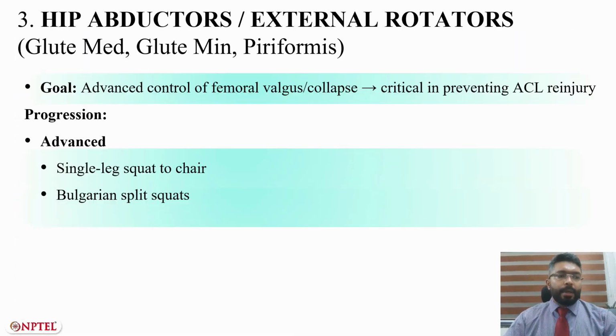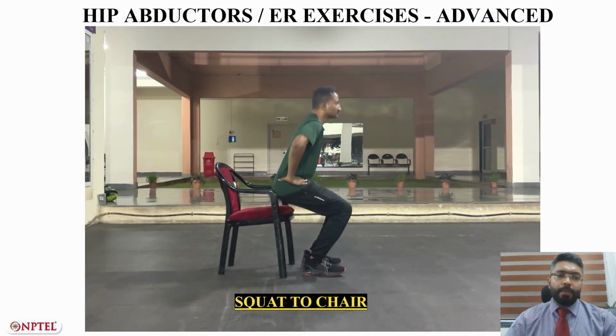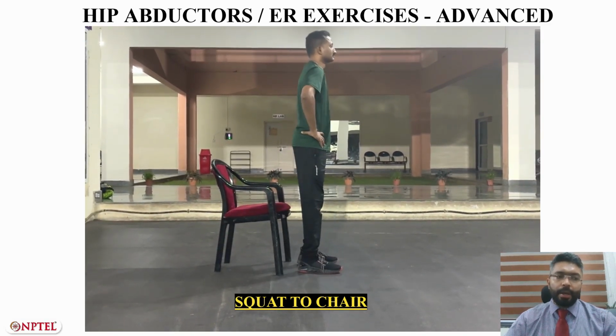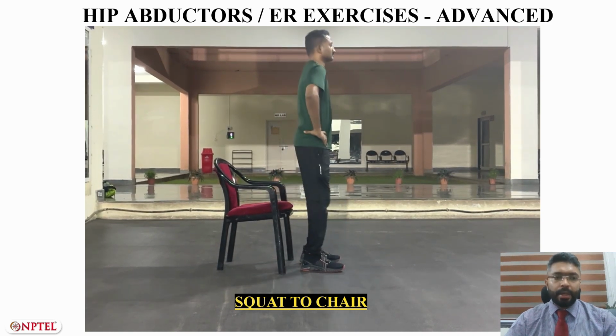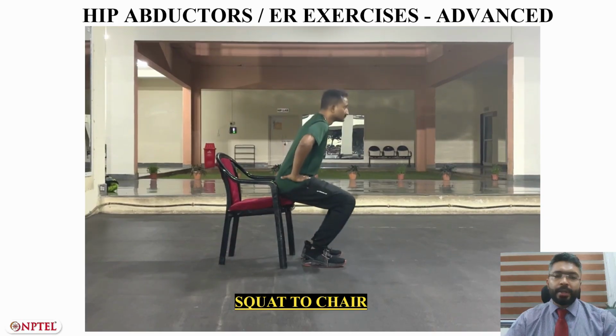Coming to advanced hip abductor and external rotator strengthening exercises, which helps in further improvement such as chair squats and Bulgarian split squats. Coming to squat to chair exercise, it is a controlled squat performed to a chair or a box targeting the hip abductors, gluteus and the quadriceps muscles. You may progress from both legs to single leg.